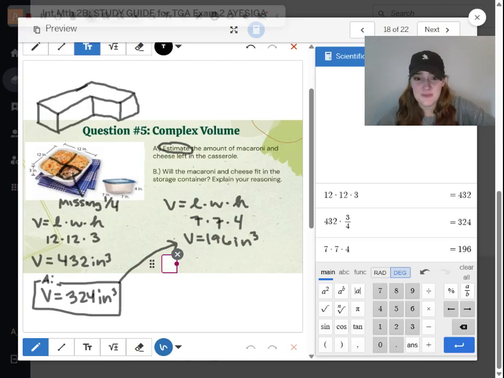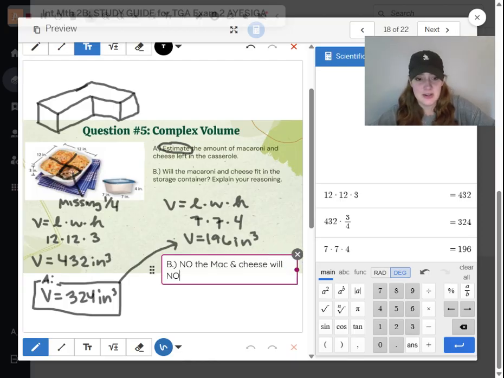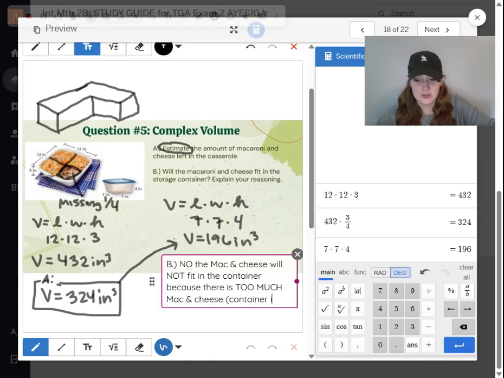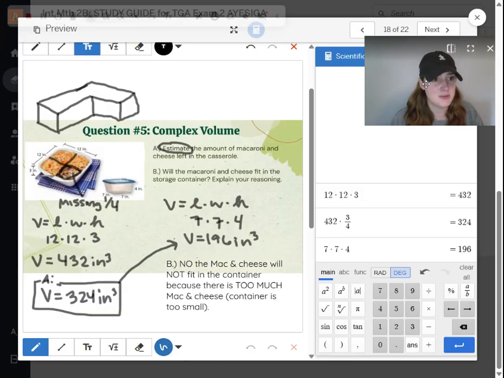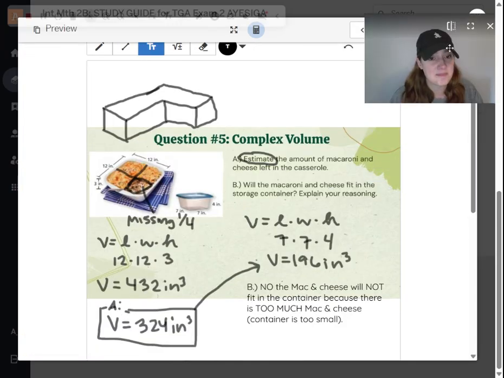So explaining our reasoning for part B. No, the mac and cheese will not fit in the container because there is too much mac and cheese. The container is too small. It will not fit. There we go. And that's how we would do this problem if we saw something similar. So just go slow, read through what's happening, what are they trying to tell us here, what are we trying to do, making that plan of attack.